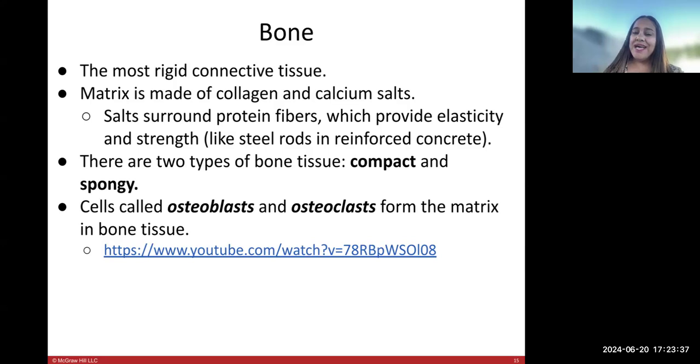Cells called osteoblasts and osteoclasts form the matrix in bone tissue. So our bone is constantly breaking down when we need calcium and then being reformed when we need to absorb that calcium out of our blood. It's that homeostatic process. I will link this YouTube video about how the osteoblasts and the osteoclasts work together to maintain the calcium balance in our blood.